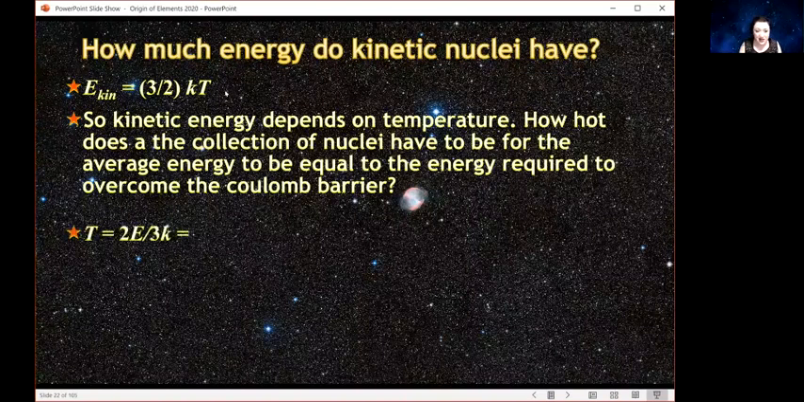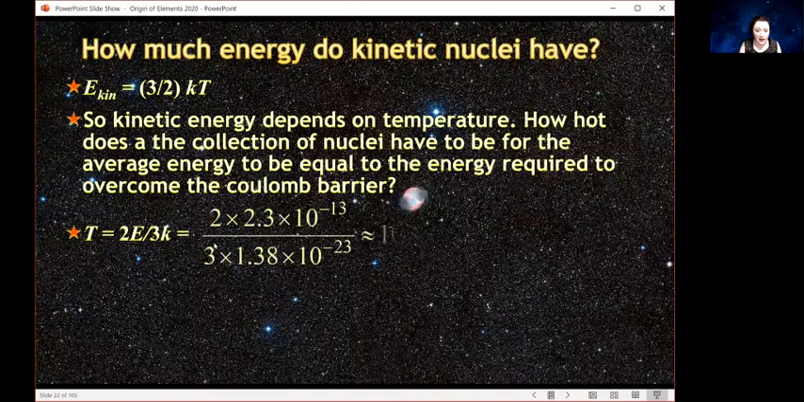So all I've done is rearrange this equation. I've got T equals 2E over 3k. And so now I've got the energy I need, this 2.3 times 10 to the minus 13 joules, and everything else is constants. And that means that it's of the order of 10 to the 10 Kelvin. Kelvin are not a very intuitive unit, but it's about the same in Celsius, and it's about twice as much in Fahrenheit. So again, it's about the same number, regardless of which units you're working in. It's over 1 billion Kelvin.